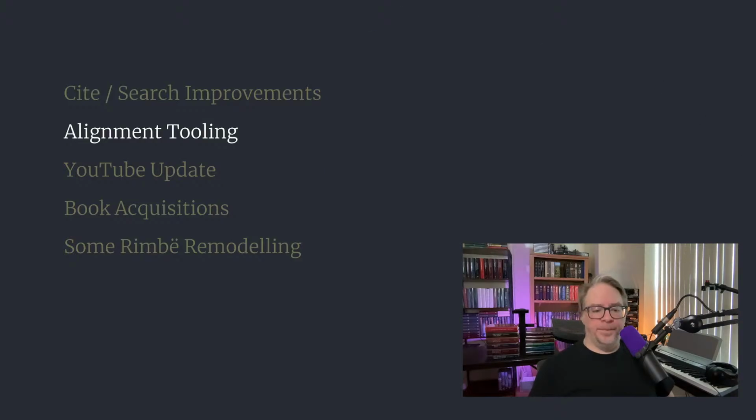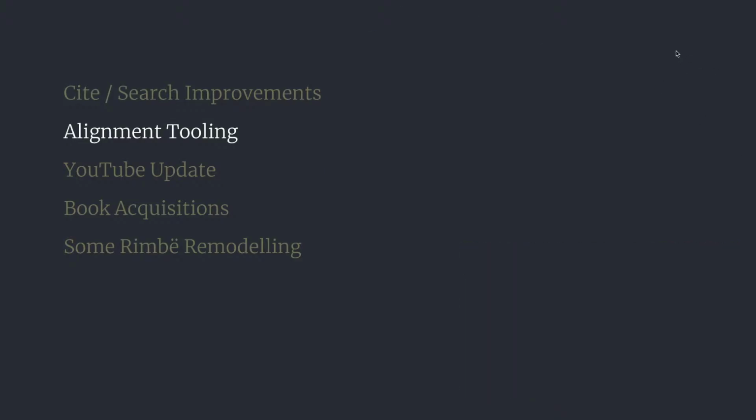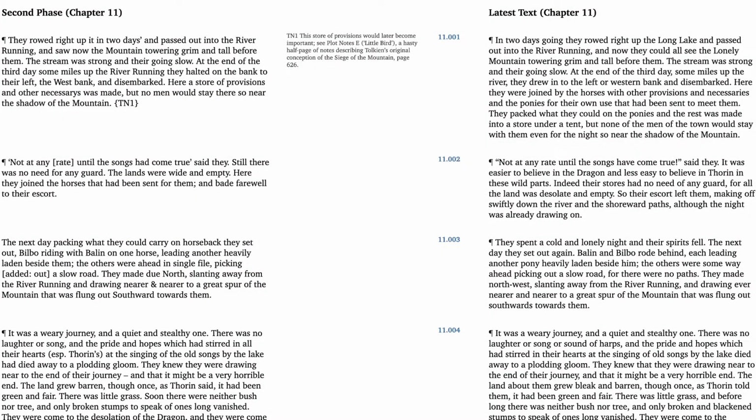Let me just go to the left screen. So one of the first things I do when I'm trying to align text is match up the individual chunks. We've got this issue, particularly with the drafts of The Hobbit compared to the final version, where Tolkien changed his mind about how to split things into paragraphs.